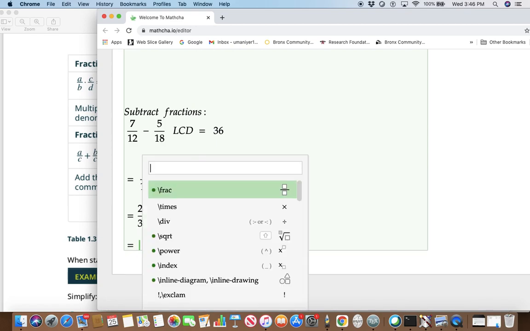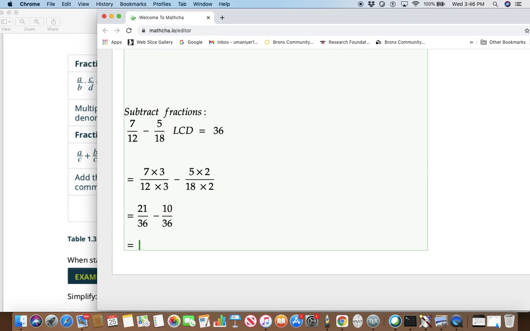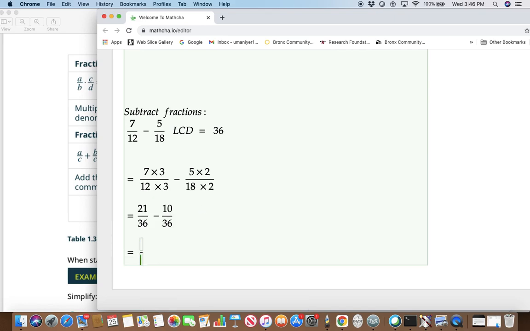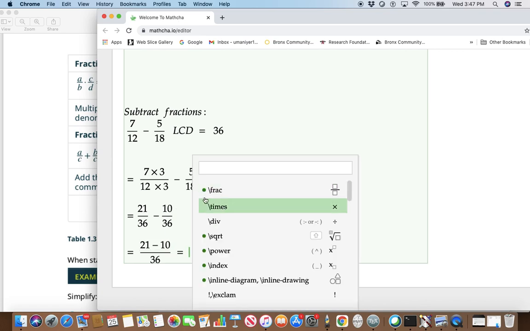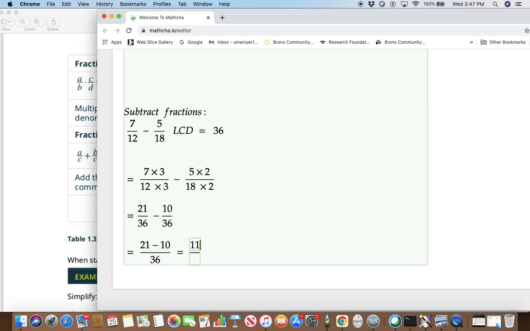That is equal to the fraction 36 is common, so that stays, and in the numerator now I can subtract 21 minus 10. That is the fraction 11 over 36. Alright, so that completes our subtraction of fractions.